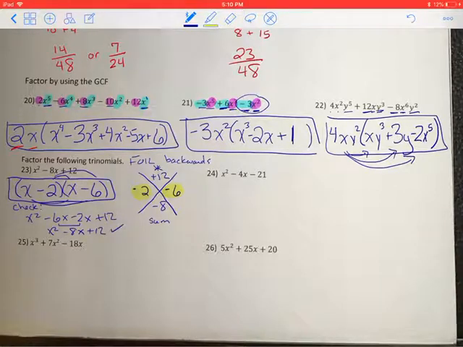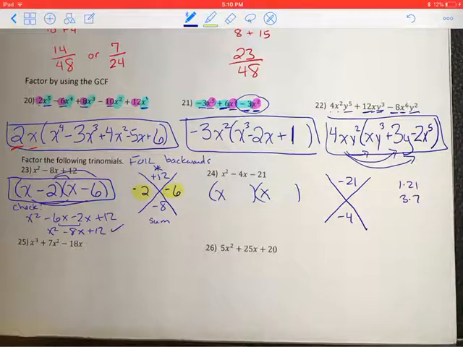All right, so let's try 24. I don't see any numbers I can take out, so I'm going to go straight to my FOIL backwards. So that means I can start with x times x. I want numbers that multiply to be a negative 21 and add in some way to be a negative 4. All right, so for 21, I'm thinking, now remember, you can always list your factors out to the side. So I'm thinking 3 and 7.